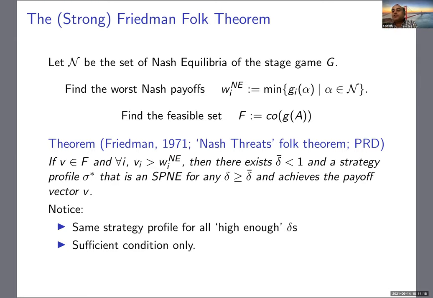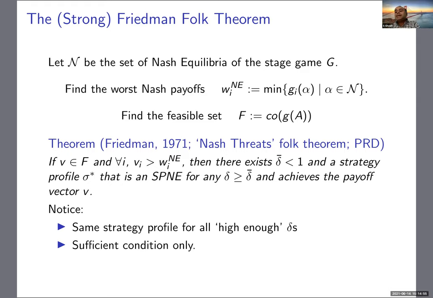So two things I want you to notice about this. The first thing is that the same strategy profile works for all high enough deltas. When you look at the undergraduate statement of this in the textbook, it says there is a delta upper bar, and if you give me a delta greater than or equal to delta upper bar, then I can give you a sigma star that achieves the payoff V. But I flipped the order. I've written down there exists a delta upper bar and a sigma star such that this sigma star works for any delta above the cutoff.